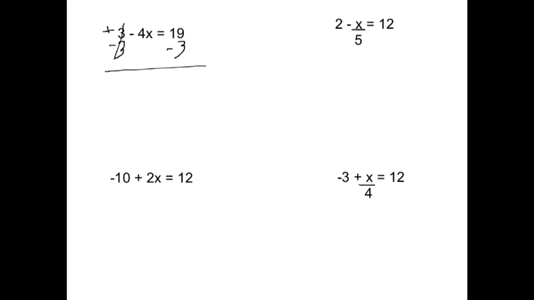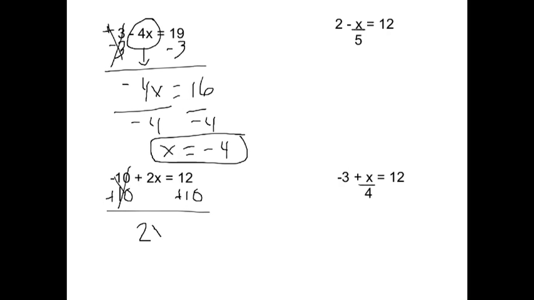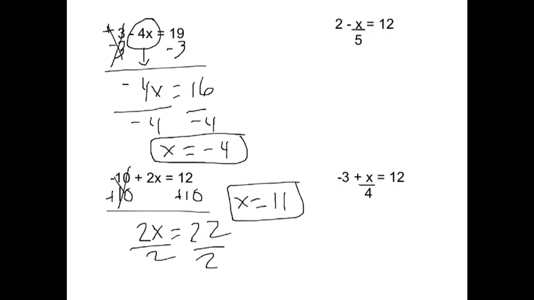What I do to one side, I do to the other. I bring down the entire -4x, and that equals positive 16. I divide by -4, and I get x equals -4. Now it's -10, so I'm going to add 10 to both sides. I bring down the positive 2x, it equals 22. I divide both sides by 2, and I get x equals positive 11. Again, I could go through and check each of these to make sure that they're correct.